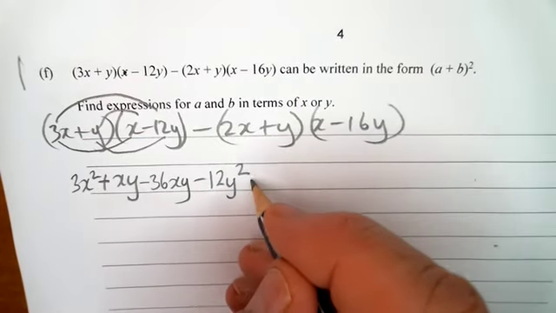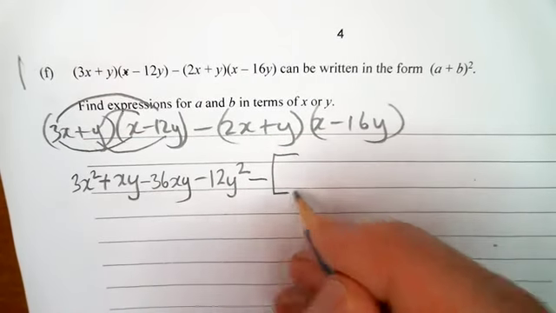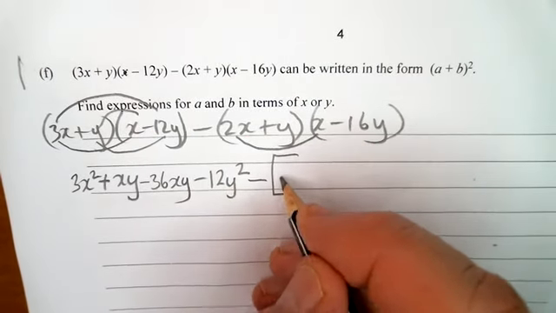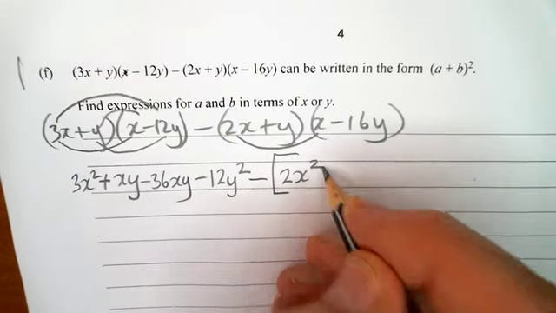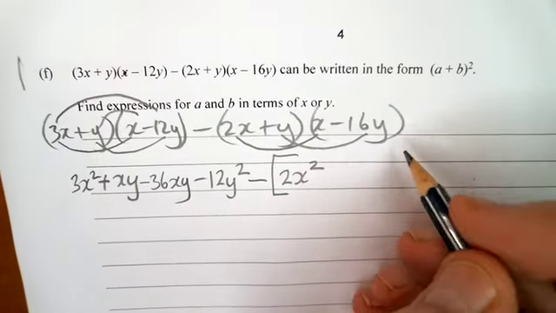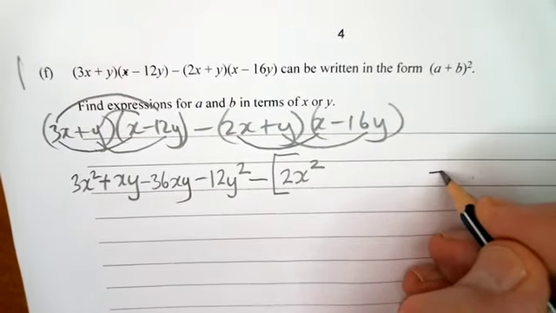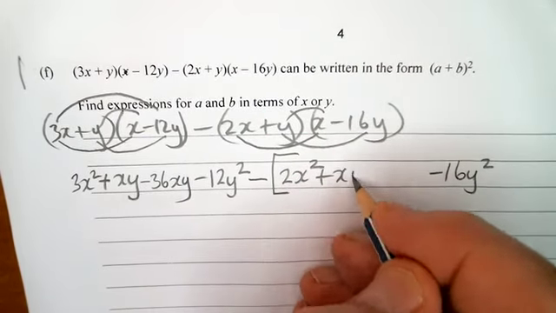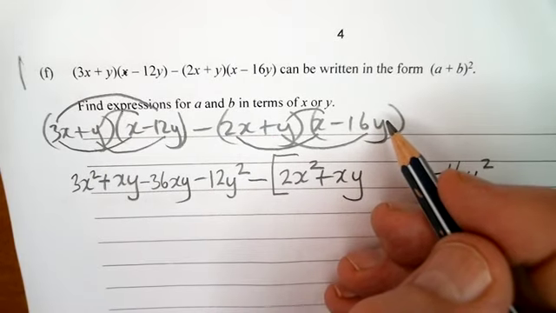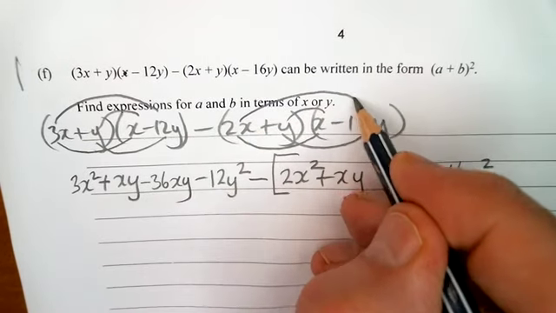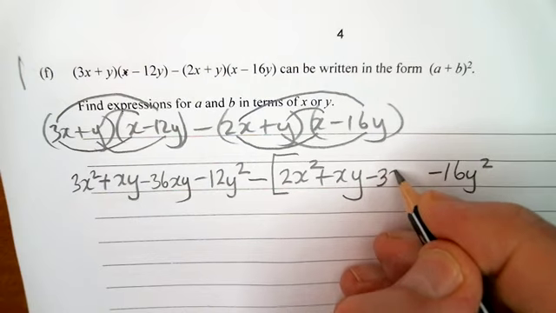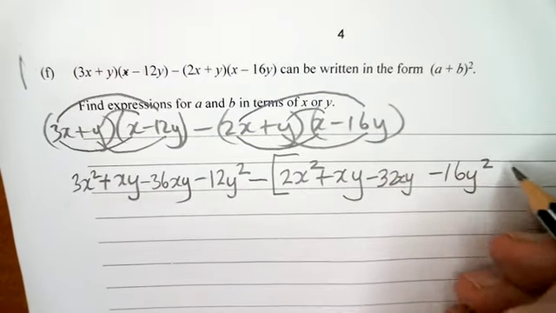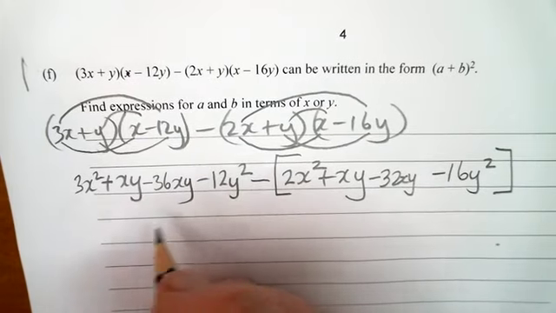All right. Then we've got a minus, and I'll put big brackets here because we're going to subtract a whole bunch of stuff in here. 2x times x is going to be 2x squared. Y times negative 16y is going to be minus 16y squared. Then we've got an xy, so I'll put a plus xy in there. And then we've got a 2 times negative 16y, which is going to be negative 32xy, sneak an x in there. All right, so I'm going to rewrite this, and then I'm going to make it all negative.